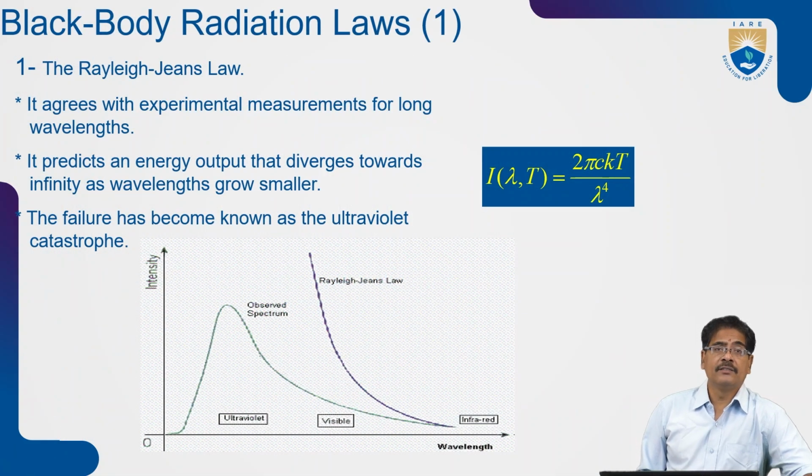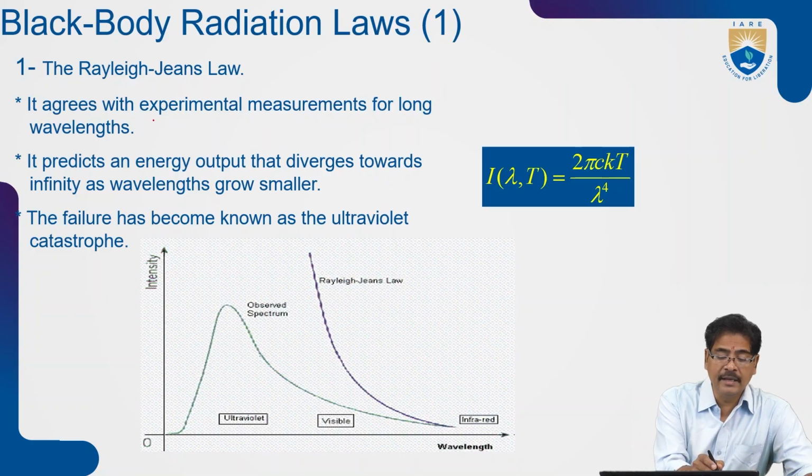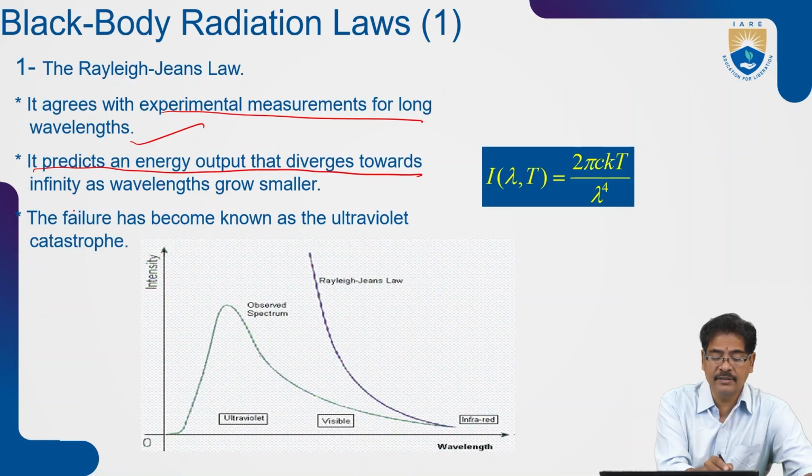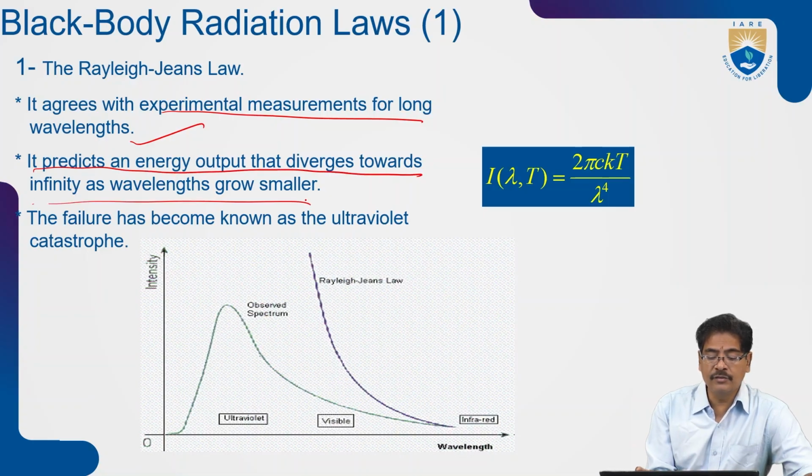So, black body radiation laws: as I told you, there is Rayleigh-Jeans law. It agrees with experimental measurements for long wavelengths. It predicts an energy output that diverges towards infinity as wavelengths grow smaller. This failure has become known as the ultraviolet catastrophe.